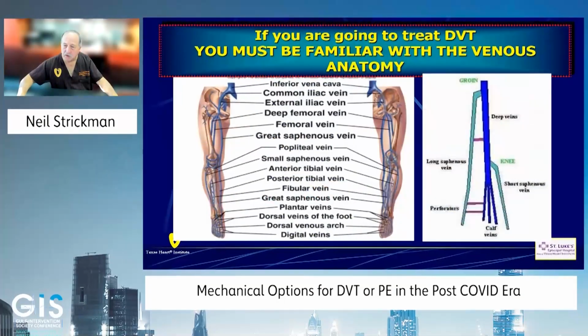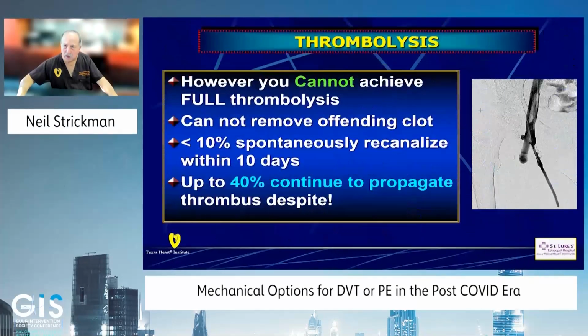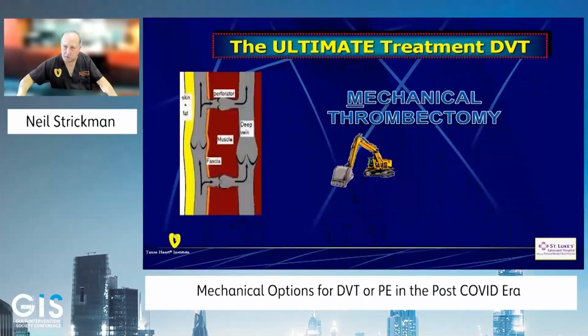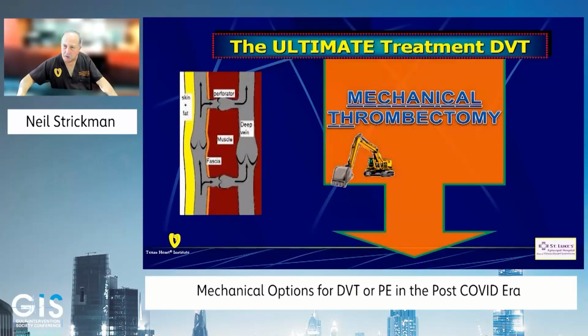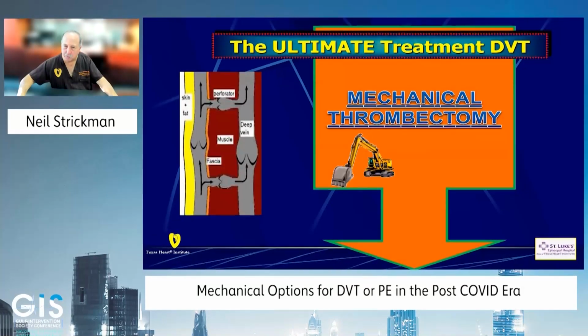If you're going to work in the venous system, you have to have some idea of the anatomy. The veins that run all the way through the calf, even though they are deep, are called the superficial femoral vein. You can't get rid of everything with thrombolysis alone. A lot of times the offending clot remains, and sometimes this may propagate despite using thrombolytic therapy. So the ultimate treatment choice is mechanical thrombectomy.